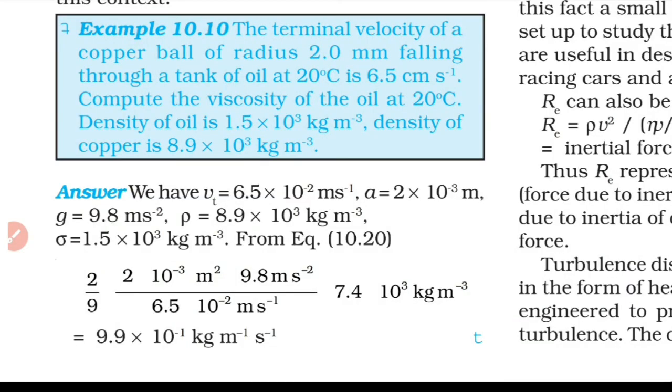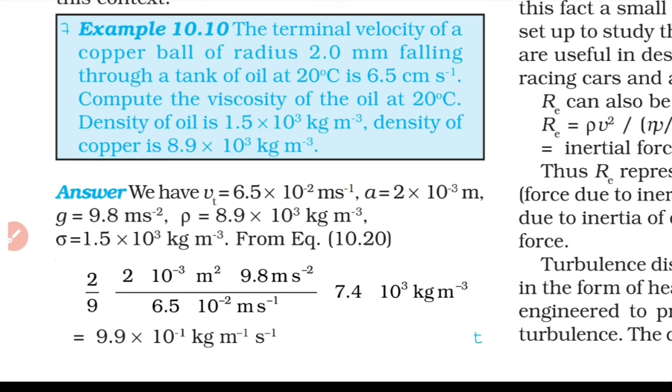Now we have one example, 10.10. The terminal velocity of a copper ball of radius 2 mm falling through a tank of oil at 20 degrees Celsius is 6.5 centimeter per second. Compute the viscosity of the oil at 20 degrees Celsius. Density of the oil is 1.5 into 10 cube kilogram per meter cube, and density of copper is 8.9 into 10 cube kilogram per meter cube. So we have the terminal velocity given and we are asked to find the coefficient of viscosity.